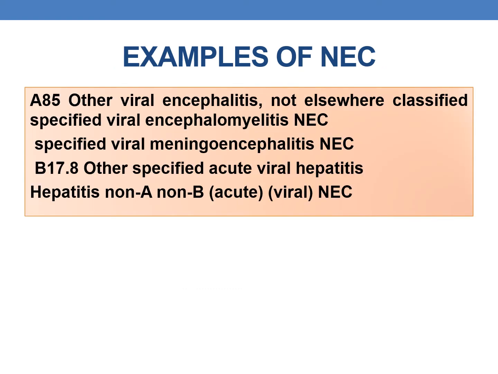Now coming to examples of NEC. A85 indicates other viral encephalitis not elsewhere classified, and specified viral encephalomyelitis. For these two, the code is A85. And B17.8 indicates other specified acute viral hepatitis, which includes hepatitis non-A, non-B, acute viral NEC. These are the examples of NEC, which is not elsewhere classifiable, or simply other specified codes.